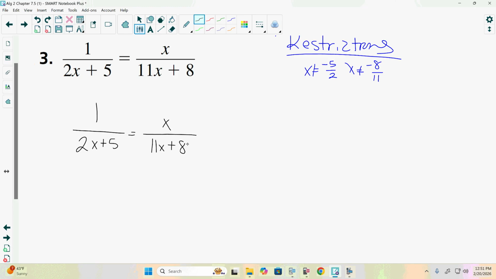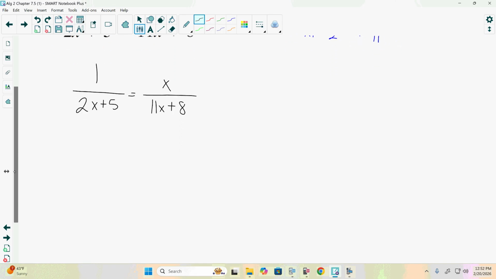Now again, the first thing we want to make sure before we start solving, multiplying anything, doing any of our steps, is we do need to make sure that the two denominators are factored as far as possible, that there's not any like terms, anything in common with either one. And as we look at both of these here, 2x plus 5, no greatest common factor, can't be simplified. 11x plus 8 is the same thing.